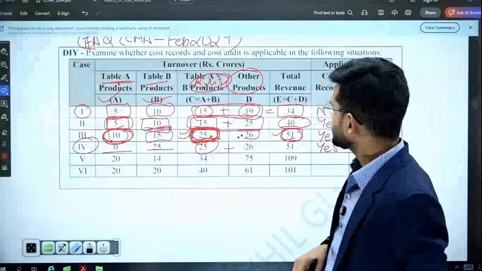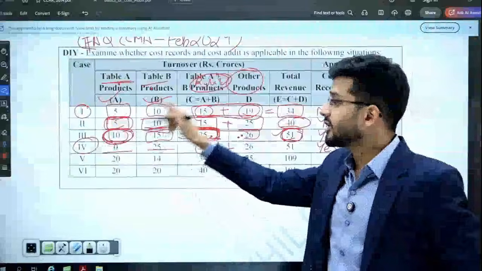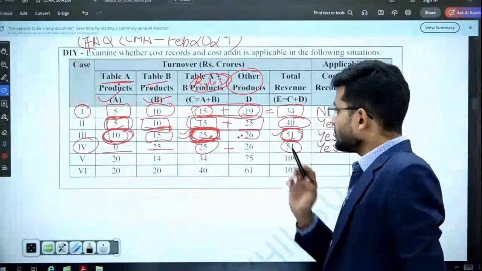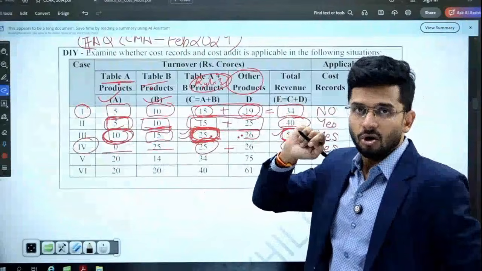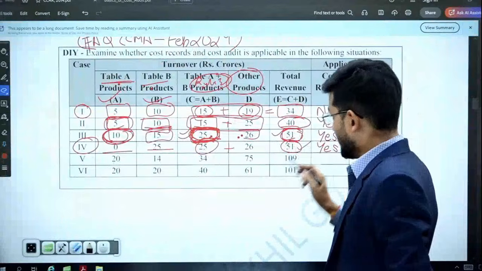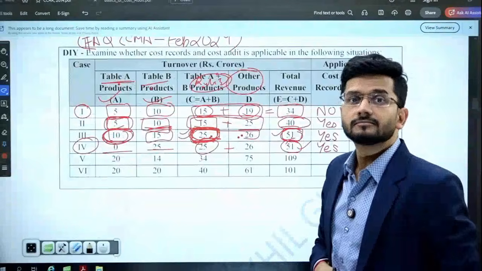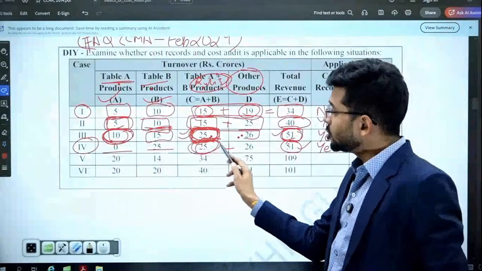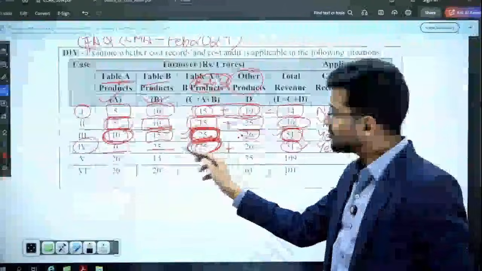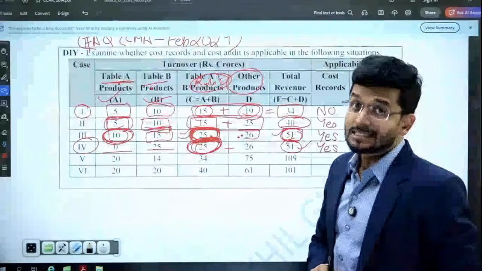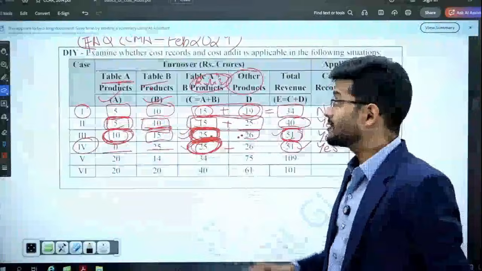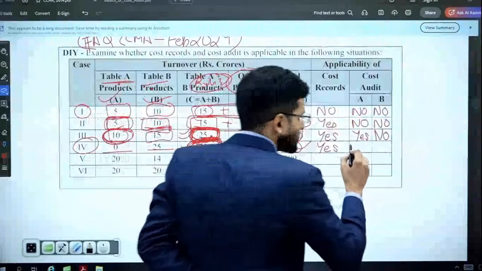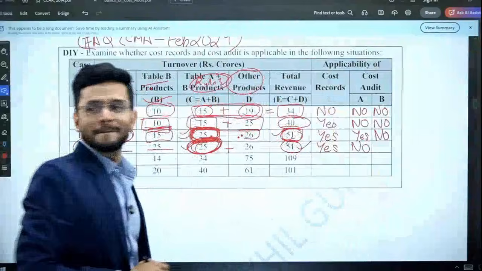Now, the next question is whether cost audit is required to be done for table A product. Let's analyze. The overall turnover of the company should be 50 crores or more for table A products audit. Is it? Yes, it is. And the next condition is that the turnover of table Rule 3 products should be 25 crores or more. Is the second condition also met? Yes, the second condition is also met. So both the conditions are met for table A cost audit. But still we will write a no over here.